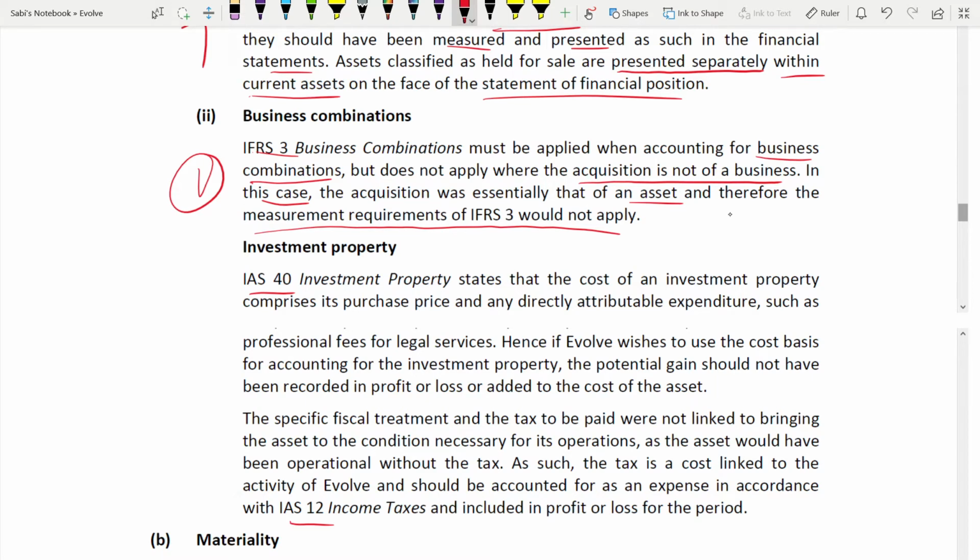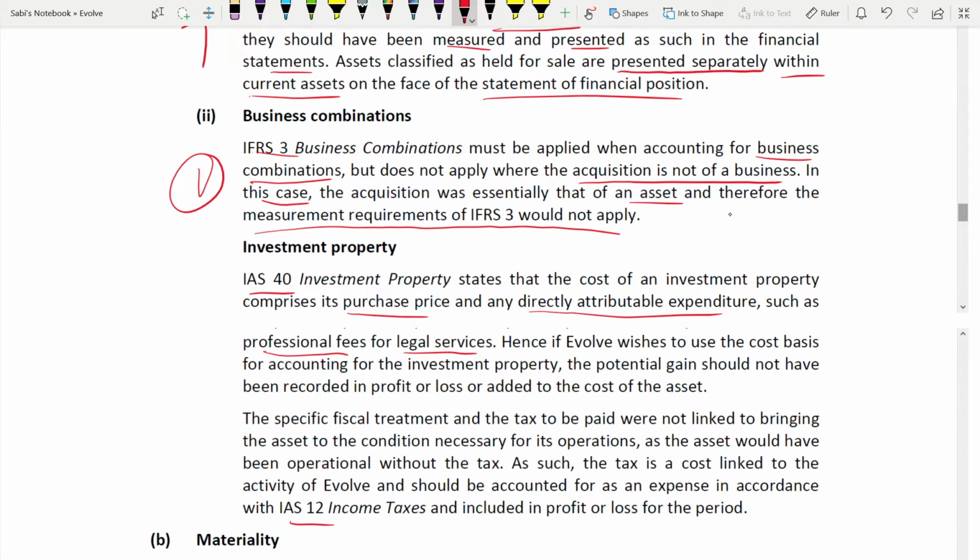So for investment property, when you want to know the recognition, you have to go back to IAS 40 and see what costs can be capitalized. One is the purchase price, and any cost that is directly attributable, any expenses, you can capitalize. For example, professional fees, legal services. You can capitalize this cost along with the purchase price.